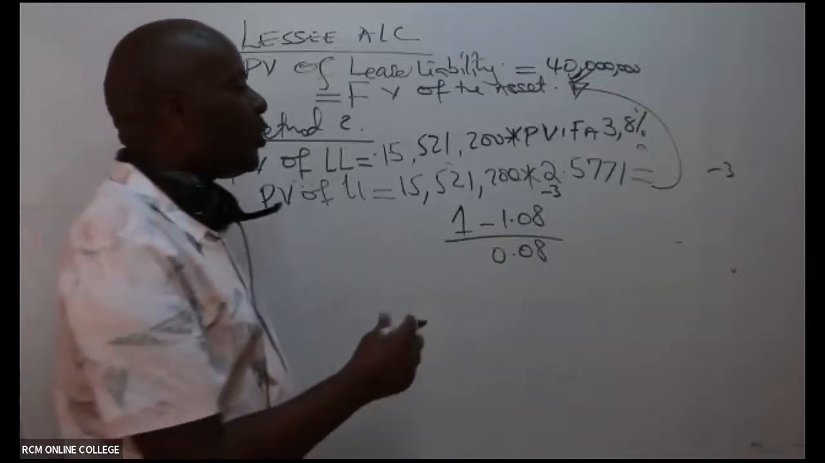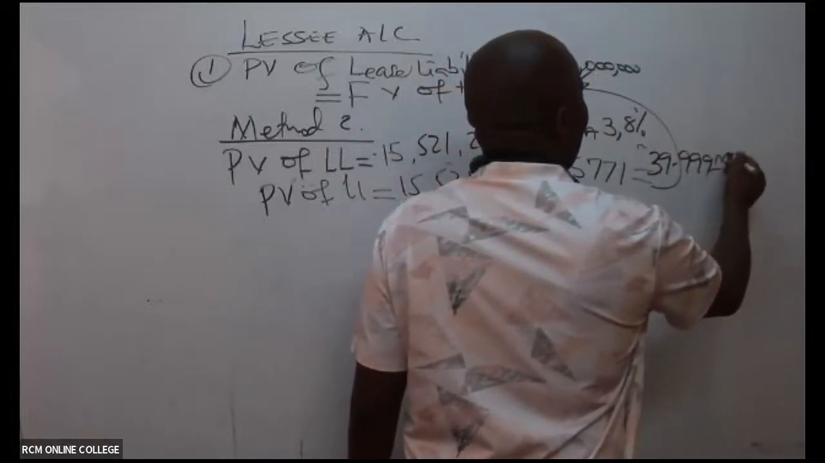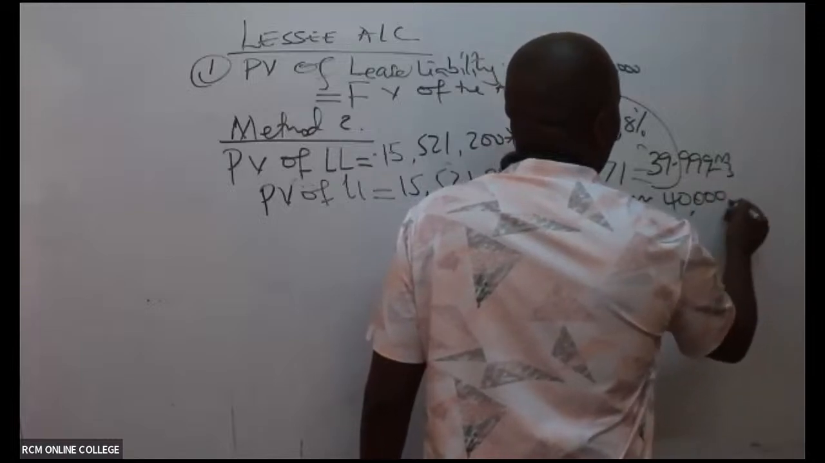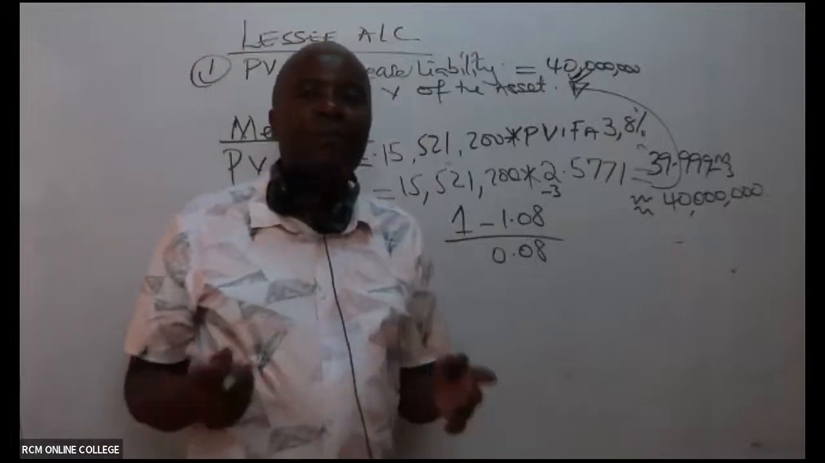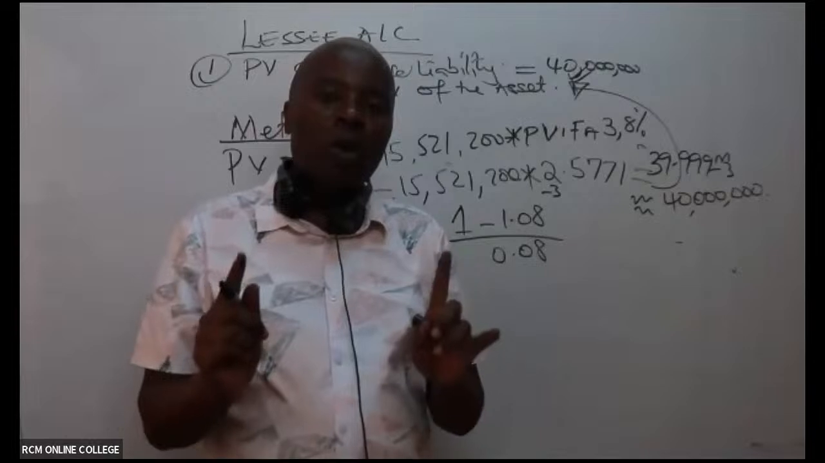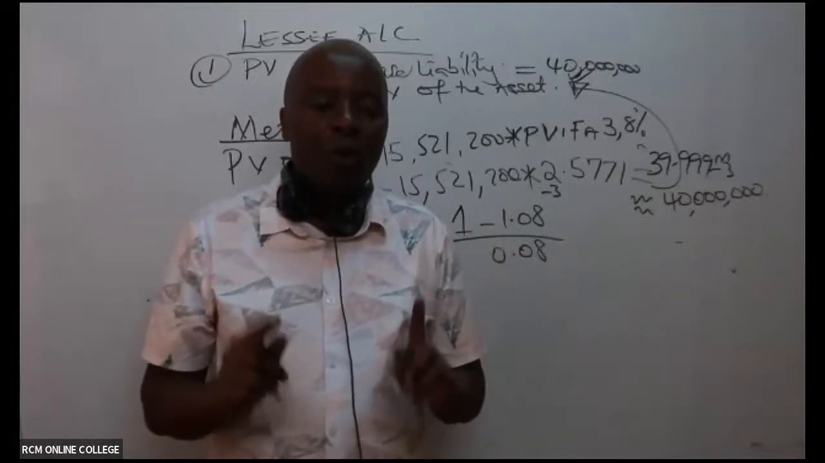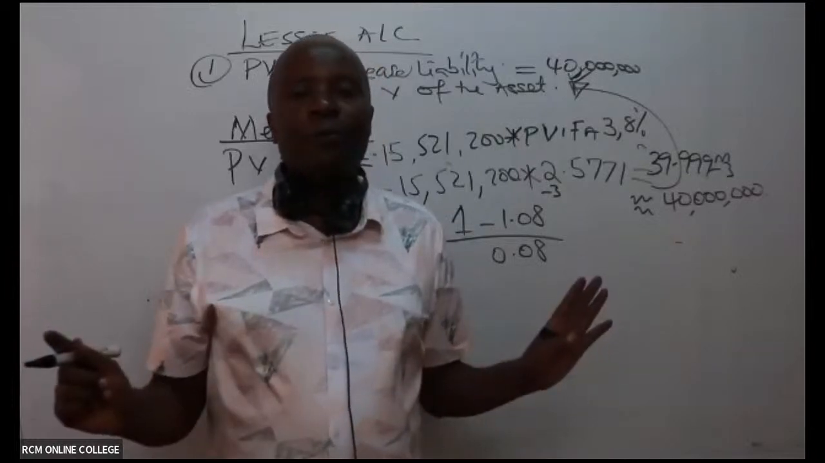So we are getting, ladies and gentlemen, 39.999 or whatever million, which of course we shall be able to take to be approximately 40 million, because we appreciate the fact that the present value of lease liability will always be equal to fair value.